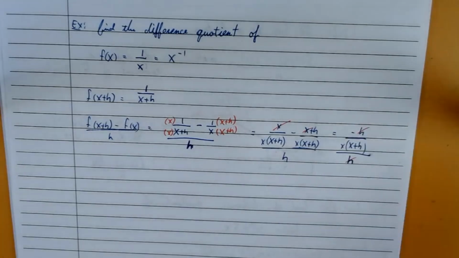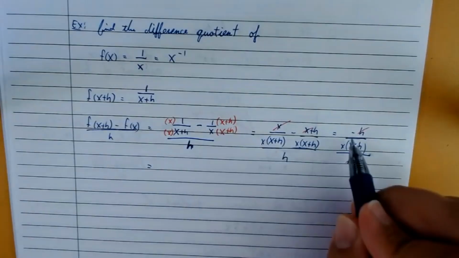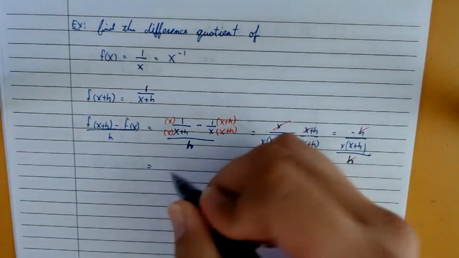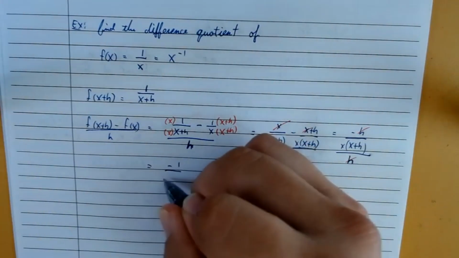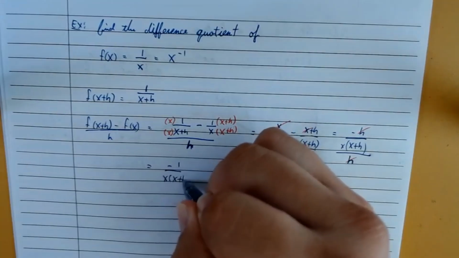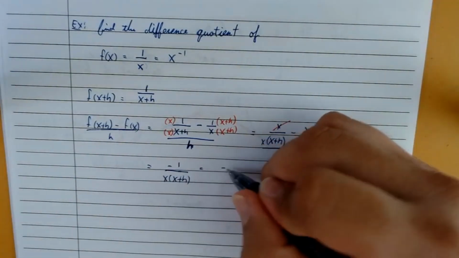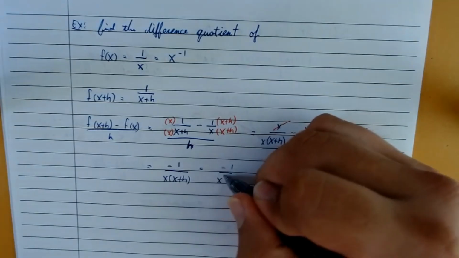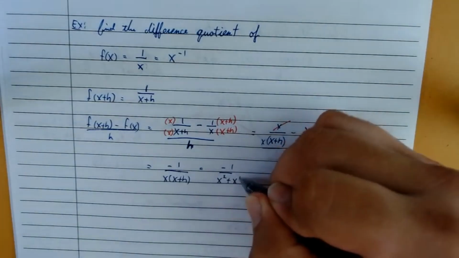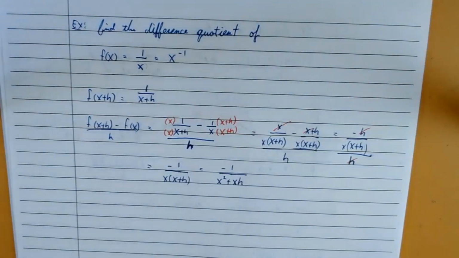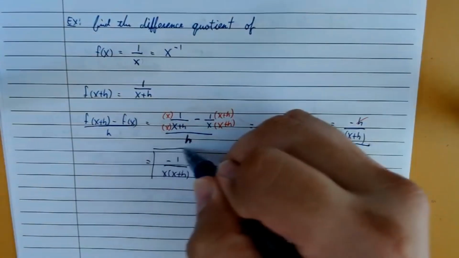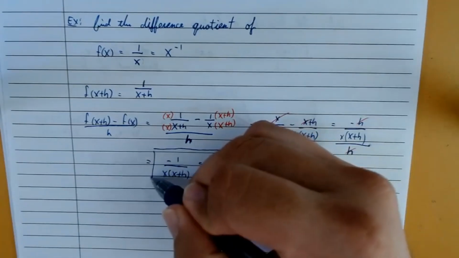So in the end, your difference quotient is, after all the h's divide away, you have negative 1 over x times x plus h, or if you prefer, you can distribute that out, and you get negative 1 over x squared plus xh. Just like that. Either of these would be an acceptable result for the difference quotient.